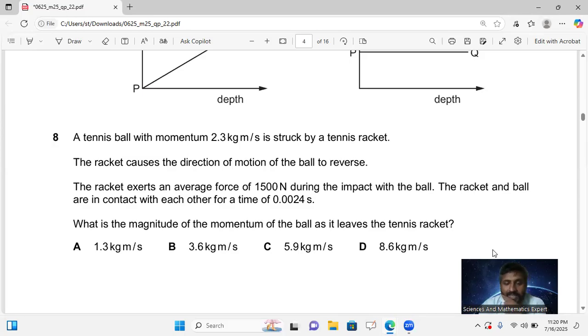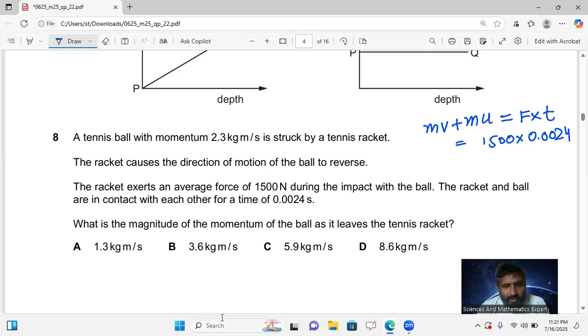So it is reversing the direction. So I can say here mv plus mu is equal to force multiplied by time. Why did I take plus? Because the direction is changed. If direction is not changed, then I say final momentum minus initial momentum. So for this case, I will say here 1500 multiplied by 0.024.